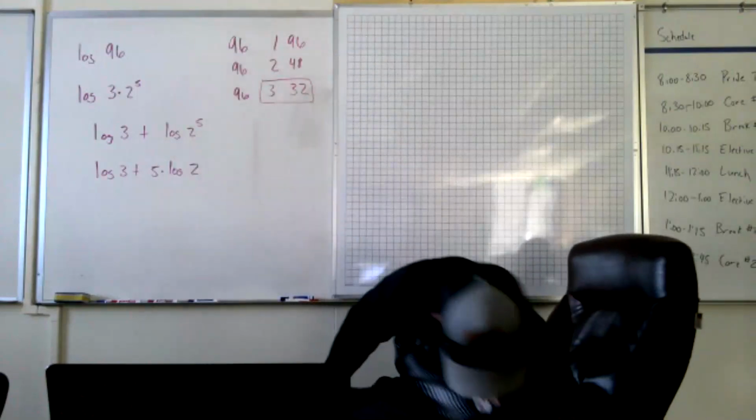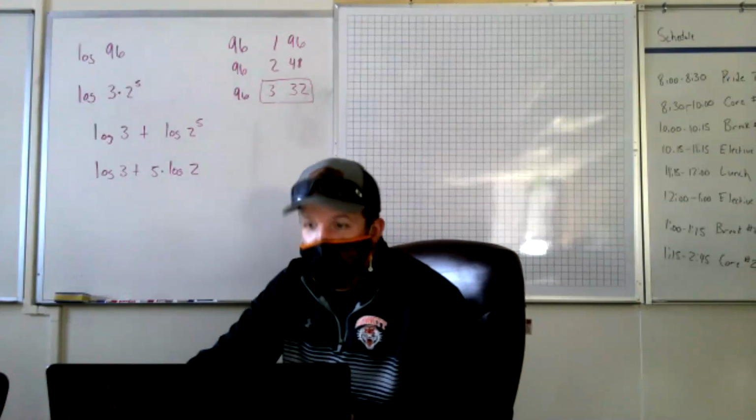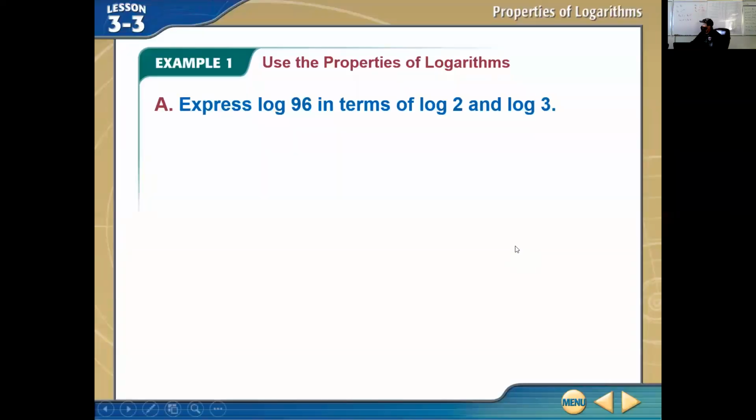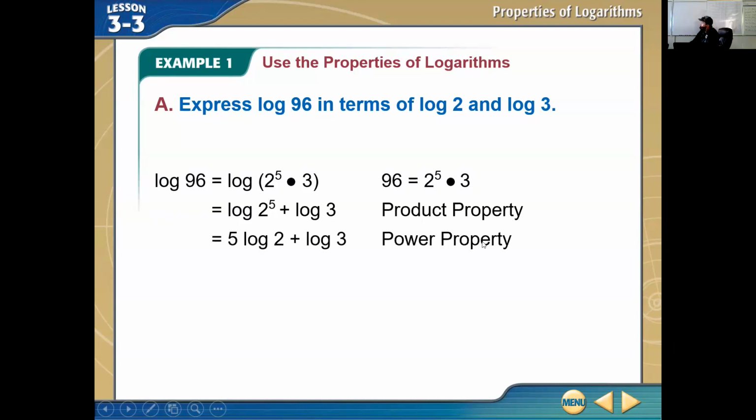Okay, but the hardest part of that was finding what numbers actually correspond to the answer the way they want it. So log of 96 is equal to log of 2 to the 5th times 3. Then they're going to split them using the product property of logarithms. And the last thing that we had to do is bring that exponent out front, which comes from the power property. So 5 log of 2 plus log of 3.